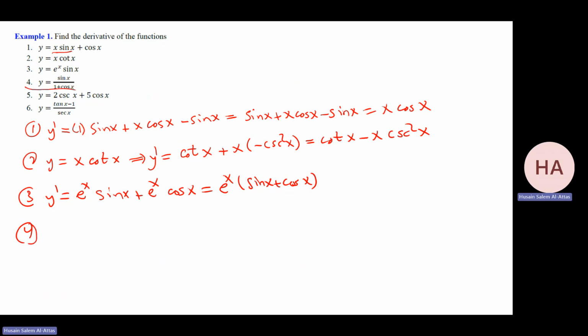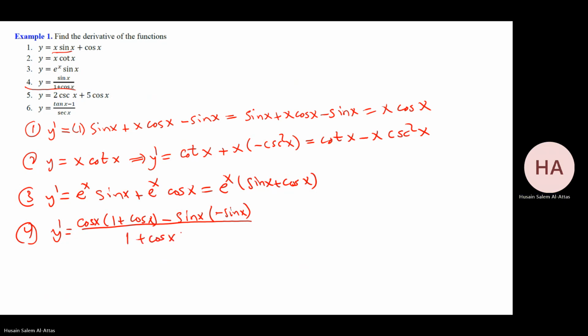Need to do the quotient rule. So y prime will be what? Derivative of the numerator, which is cosine x, times the denominator, minus the numerator times the derivative of the denominator. What's the derivative of 1? 0. Cosine x is minus sine x, over 1 plus cosine x all squared.